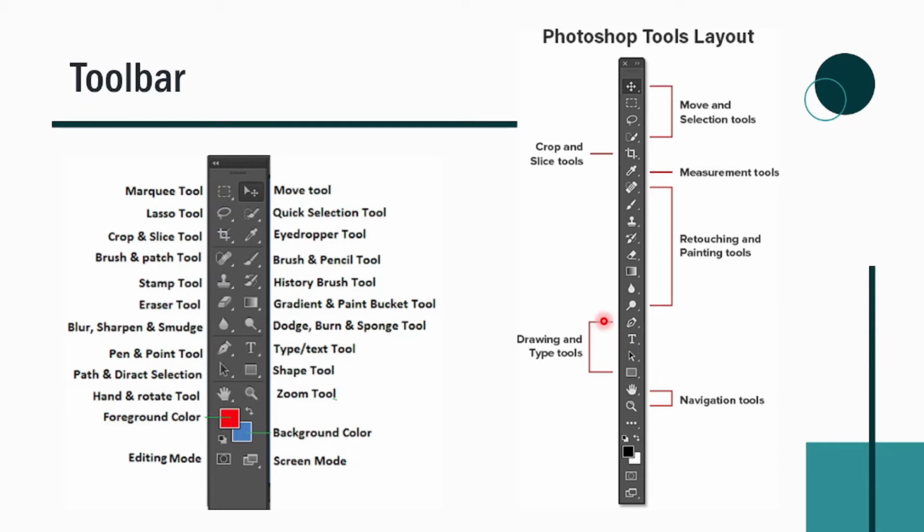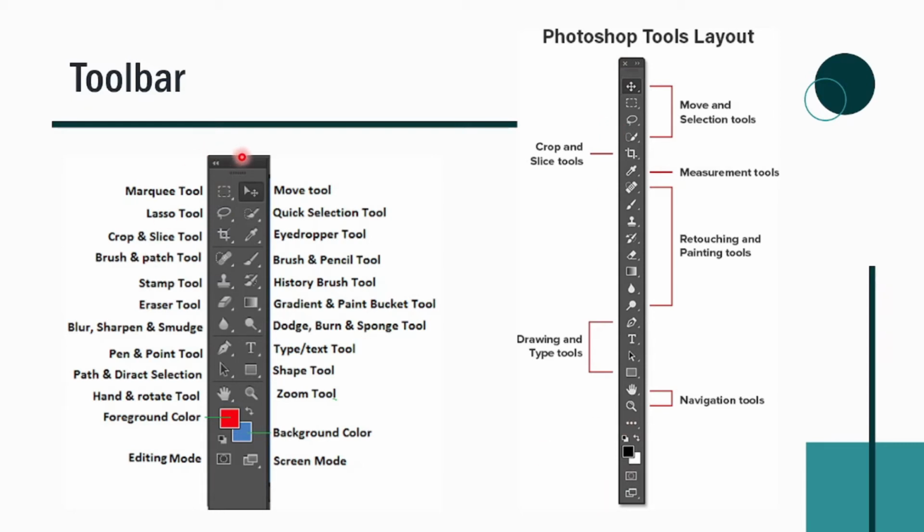So next tools, we have here the drawing and type tools. So drawing and type tools, we have here the pen and point tool, text tool, this one, the path and direct selection tool, and the shape tool. And then the last one, the navigation tools. We have here the hand and rotate tool, this one, and the zoom tool. If it is like this, straight lang lahat, ganito ang order niya.